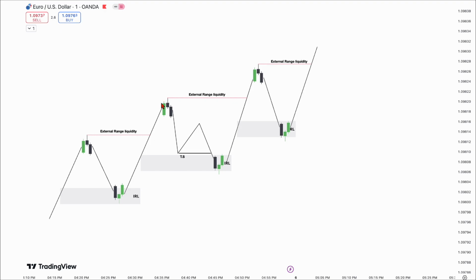After taking out the ERL, which was an old high, the market created a CRT before rebalancing the imbalance and moved toward the next draw on liquidity. Once again, after reaching the ERL, a CRT was created, leading the market toward the IRL FVG, and yet again, another CRT was formed before targeting the next opposing liquidity, which in this case is our next ERL.